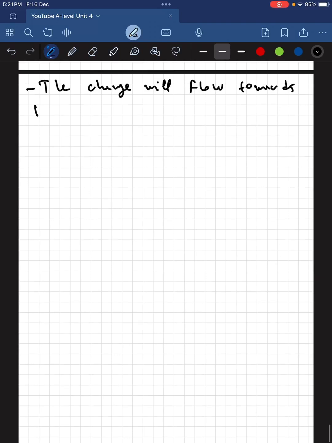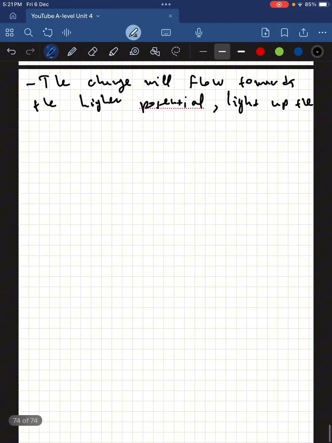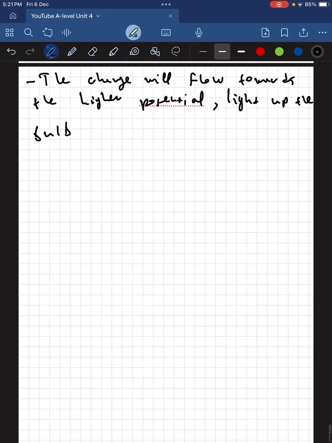let's write this down. The charge will flow towards the higher potential, light up the bulb, and once all charge is gone, the light will go out.